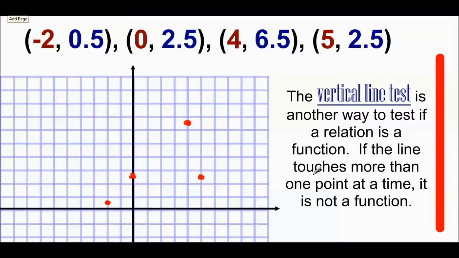Another way to test if something is a function is using what's called the vertical line test. So these are the coordinates from our original problem that we wrote down before. I have already graphed those for you.